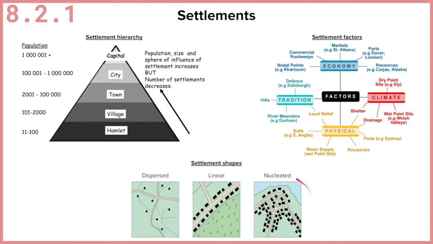And then we have nucleated. They're also called clustered settlements. And you can see here that there's no one single shape, but they are all grouped together. A good example of this would be South Shields. There's the River Tyne and this is the coast, and it's grouped around one major centre, and it's all spread out from there. And again, you're going to see more towns, cities and the capitals looking like this because they're so big and they've clustered everybody in close together.